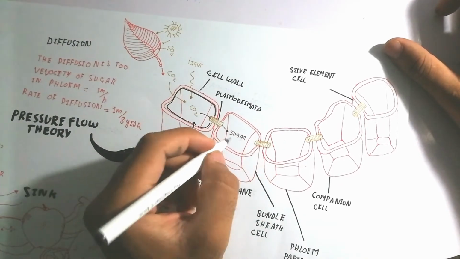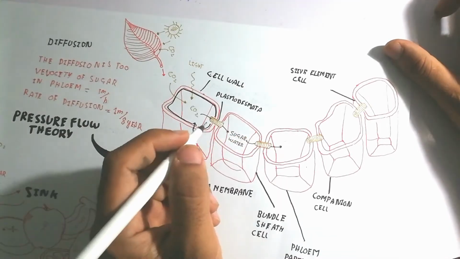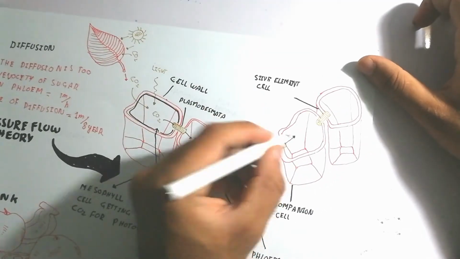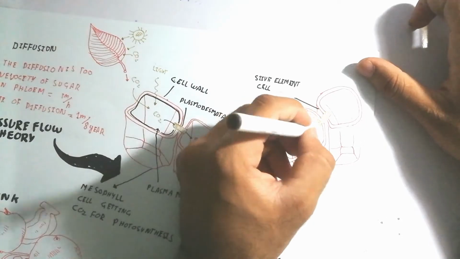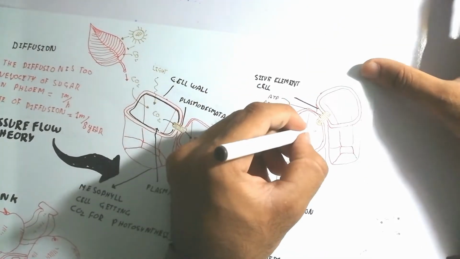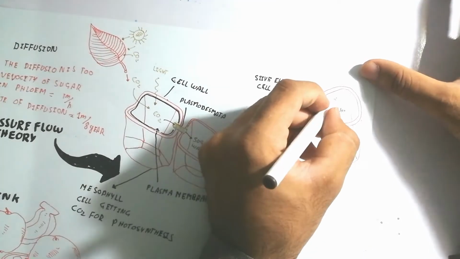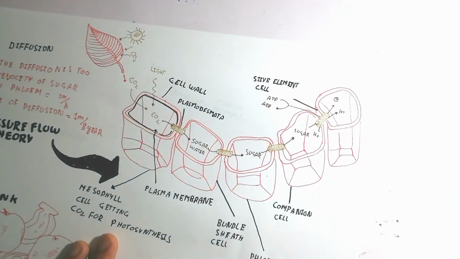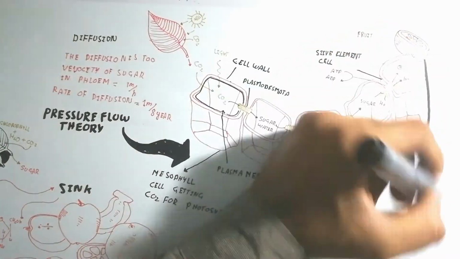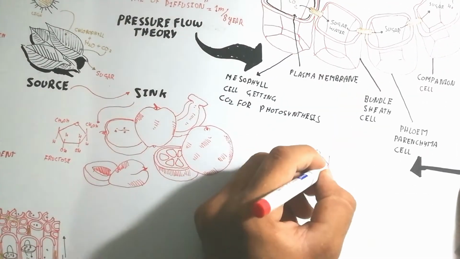So here the carbon dioxide will be used for photosynthesis. After photosynthesis in the mesophyll cell, it goes into the bundle sheath cell in the form of sugar, and that sugar goes into another cell, which is known as the phloem parenchyma cell. The phloem parenchyma cell has more concentration of sugar, which passes to the companion cell, and that companion cell will ultimately release the sugar by osmosis. That is the active transport used to enter the sieve element cell, which is the phloem, and it goes ultimately into the fruit.